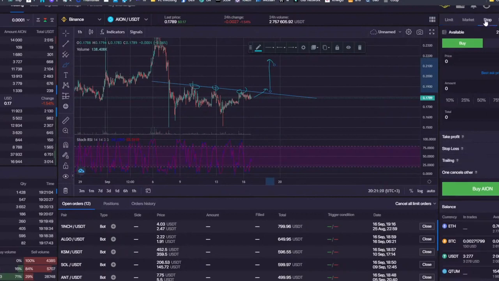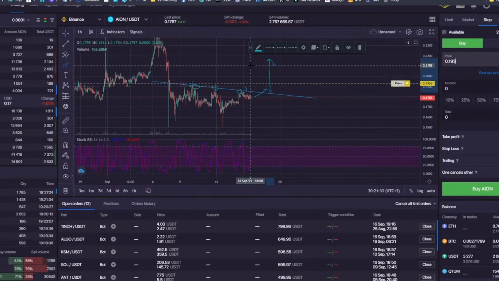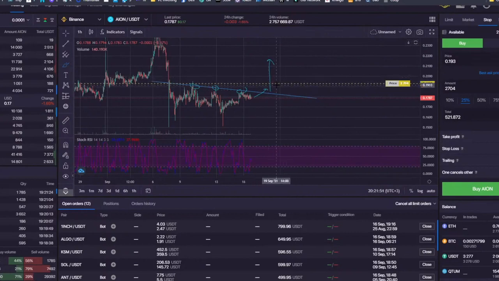So you're going to plot a stop buy order at the price of, let's say, 0.18. Maybe, no, actually, let's put it a bit higher, 0.3. And you want to buy 25% of your available balance. So as you click on buy Aeon, it's going to execute a market buy order at this price at the time when the market price reaches this price level.